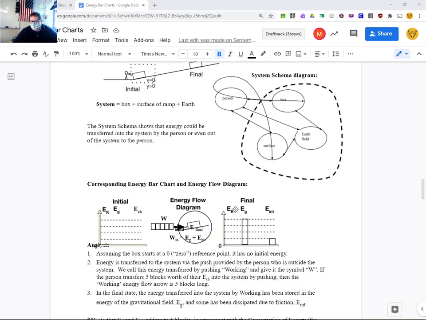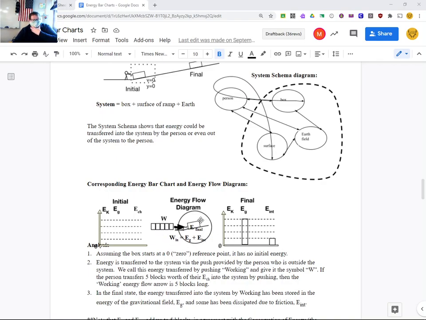And later, there are 1, 2, 3, 4, 5 blocks of energy on this side. So the way we would describe that is 5 blocks of energy entered our system from outside. Now, we know that came from the person, but it doesn't really matter as far as the bar graph is concerned. And that's what this little middle circle is for.